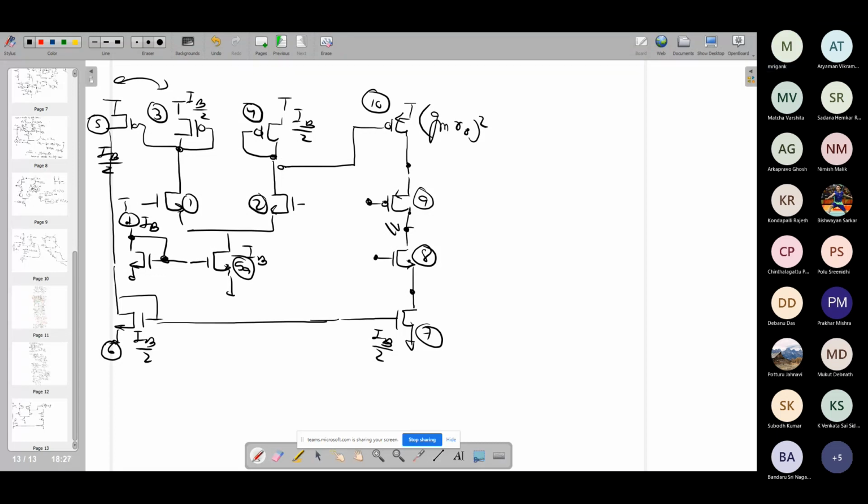Now, in order to bias this, one of the things is that we can create a... Let us look at the NMOS bias. For the NMOS bias, we have seen one of the ways in this particular example is to basically have a bias current which is going to give us IB by 2. I will have to draw it a little bit advanced. So here we can size it such that the current here is also IB by 2.